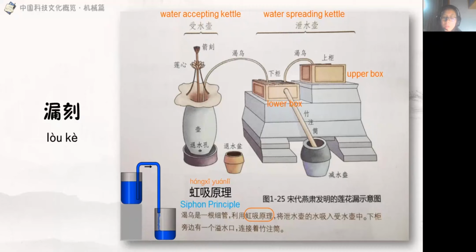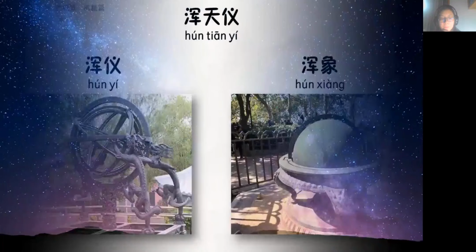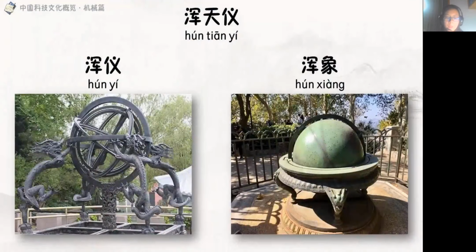Asian people were also very curious about the universe. Let's see. And the mystery universe. So how did they explore the mystery of the universe? Let's find out. They used this astronomical instruments to do it. Yeah, you can try to read. 这是浑天仪 we'll use these instruments.